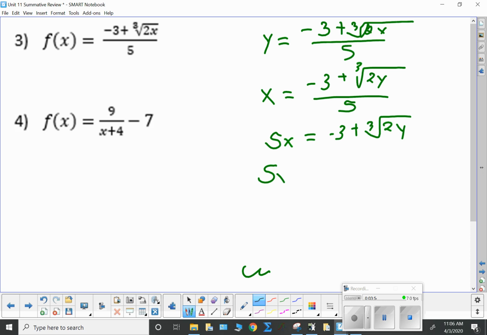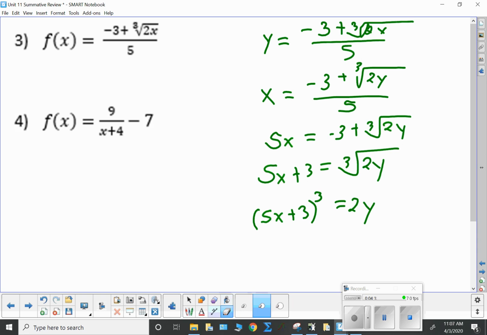Notice I'm doing things one step at a time. I'm not trying to solve the whole thing at once. It's tempting. Don't do that. Now, I'm going to cube both sides. I'm not actually going to FOIL this out. I'm just going to put 5x plus 3 quantity cubed is equal to 2y. If you do multiply this out, you would have to literally cube it, multiplying 5x plus 3 three times. Not asking you to do that.